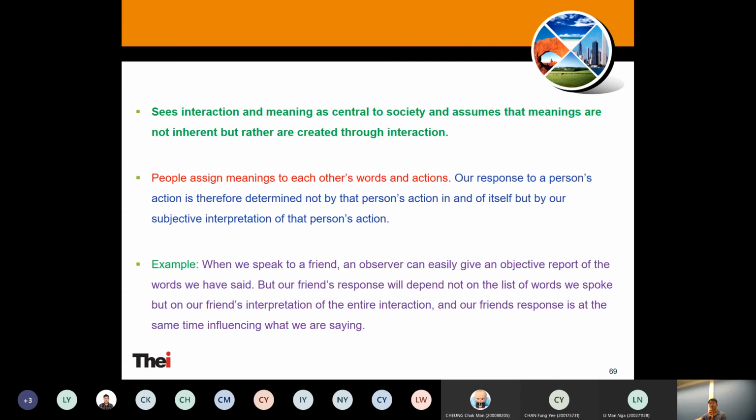So when we talk to a friend, an observer can easily give an objective report of the words we have said, but our friend's response will depend on more than the list of words we spoke; our friend's interpretation of the entire interaction and our friend's response are at the same time influencing what we are saying, which means that we have to talk about the action and reaction process, okay? Just similar to your dialogues, the dialogue between you and your parents, grandparents would be quite different from your dialogue among your learning groups, okay?